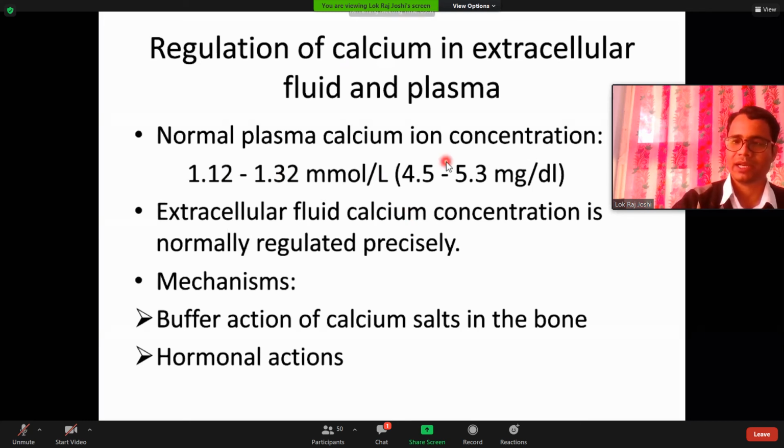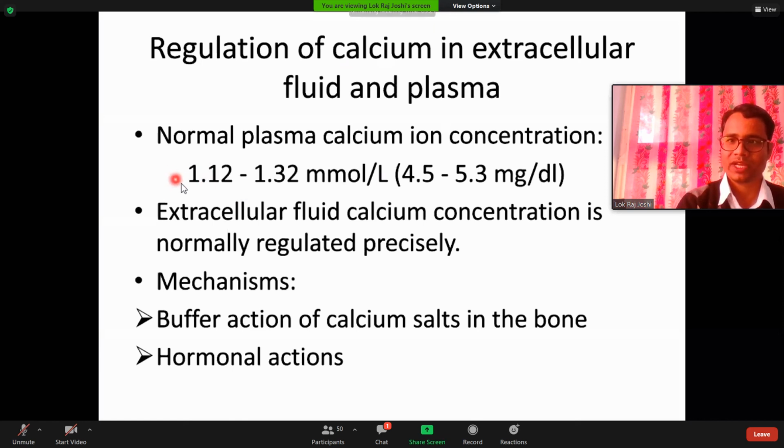Okay, and normal plasma calcium ion concentration is regulated in this range, 1.1 to 1.3 millimoles per liter. This is ionic form. Remember, if you have to mention total calcium in the plasma, just double it because 50% is ionic. And if you convert it to mg per deciliter, multiply by 4 because atomic weight of calcium is 40. For some conversion factors, you can just multiply by 4.